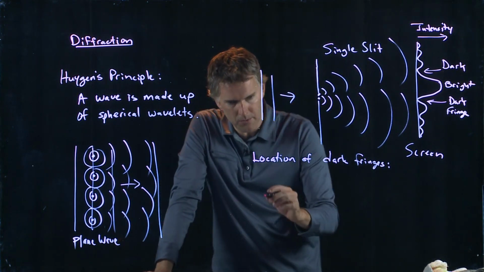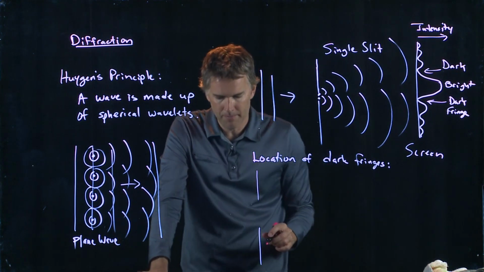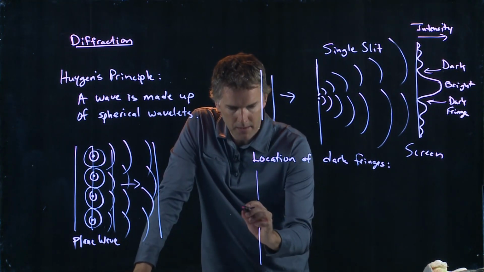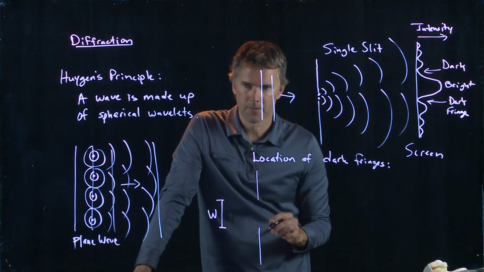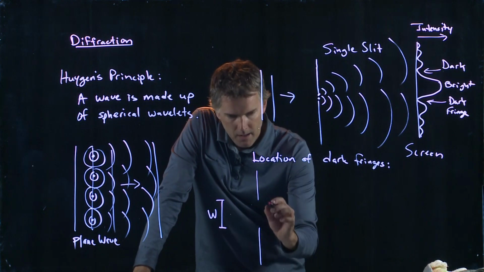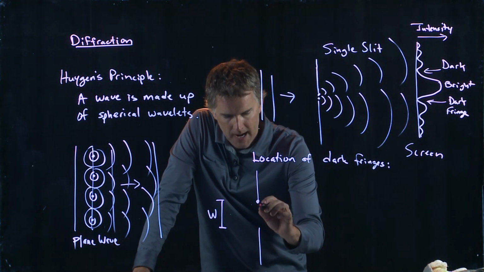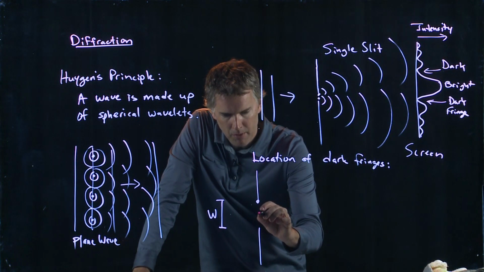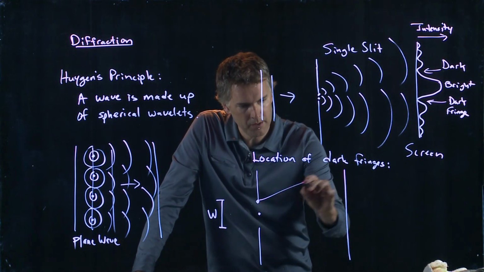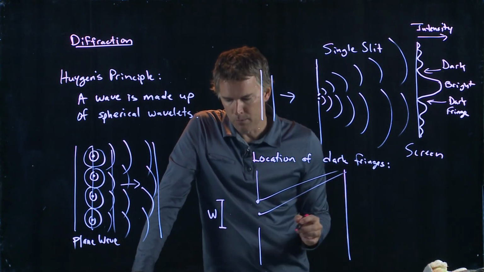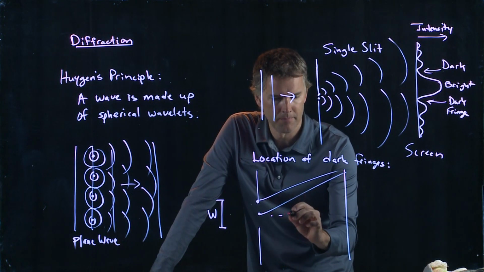All right, to do that, we need to redraw this slightly. Let's make it a little bit bigger, and let's say that the full width is W. Let's just worry about light from the top and light from the center. And now when we go to our distant screen, we're worried about this angle theta that we talked about before.